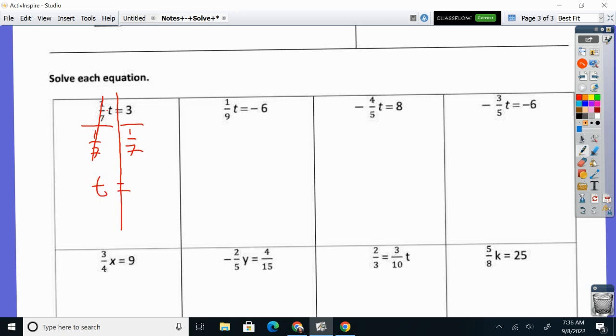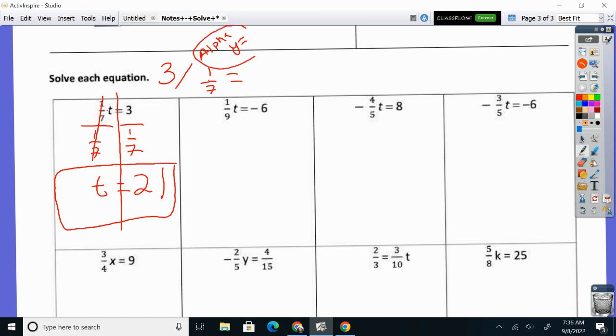And you would put this in the calculator. You would put 3 divided by, alpha y equals, and you would put 1/7. Okay? And it would give you 21. Okay, so to put a fraction in the calculator, you put alpha y equals, enter. All right? Same steps as we did on the other one.